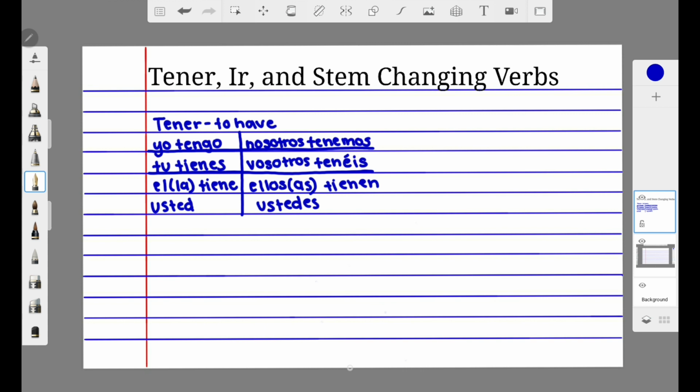So starting off with tener. Tener means to have. So if I say yo tengo, that means I have. Tú tienes, you have. Él, ella, usted tiene, he, she, or you formal have. Nosotros tenemos, we have. Vosotros tenéis, y'all have. Ellos, ellas, ustedes tienen, they have, or the you formal group. For example, if I wanted to say, I have a cat, yo tengo un gato.